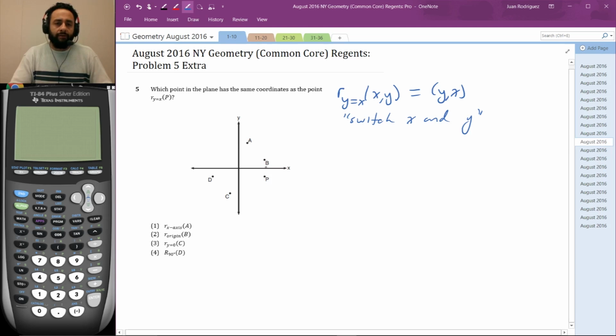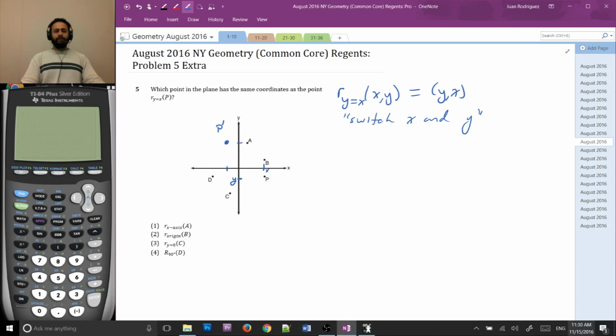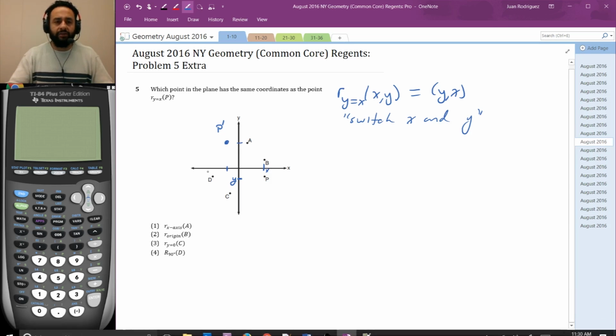For point P, x is a positive number and y is a small negative number. So switch the x and the y, and the x coordinate is going to be a small negative number, and the y coordinate is going to be a big positive number like this x. So in fact, that's the image, P prime. Now let's see if we can determine which of these is the answer.